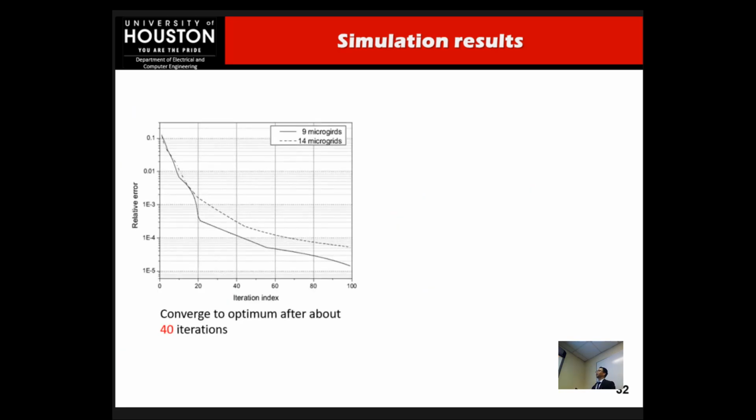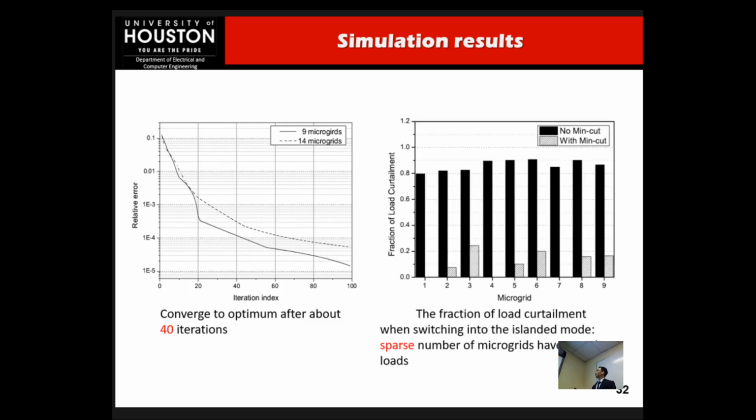We use a simulation result to demonstrate the convergence of our algorithm. Our algorithm converges after about 40 iterations. We also demonstrate the efficiency of our model in reducing the amount of load that microgrids cannot satisfy. Here you can see that only a small number of microgrids had to reduce load when switched into the islanded operation mode. Islanded operation, right? Yeah, islanded. Yeah.